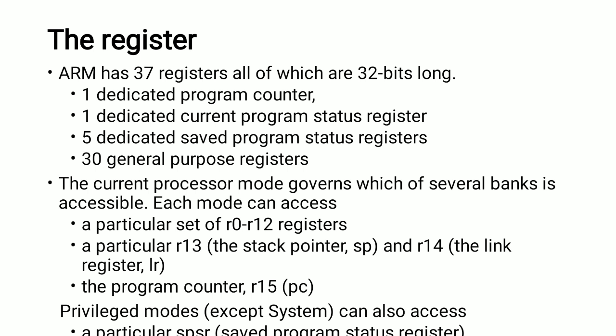The current processor mode governs which of several banks is accessible. Each mode can access a particular set of R0 to R12 registers, a particular R13 which is the stack pointer, and R14 which is the link register. So LR means link register and SP means stack pointer. The program counter is the R15 register, short form PC. Privileged mode exceptions can also access a particular SPSR, the saved program status register.